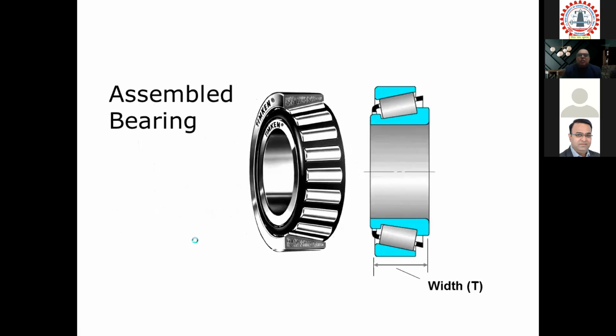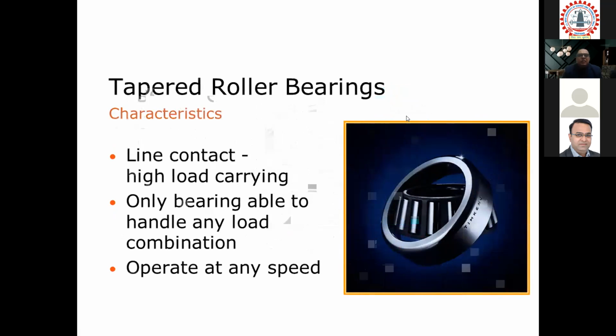So this is how the assembled bearing looks. If you look at the cross section, you have the roller, outer race and inner race. And obviously, relatively, you can move the outer race with respect to the inner race. It is a line contact bearing, which would mean it can take high load, being able to handle radial as well as axial load, and operate at slow to high speeds.